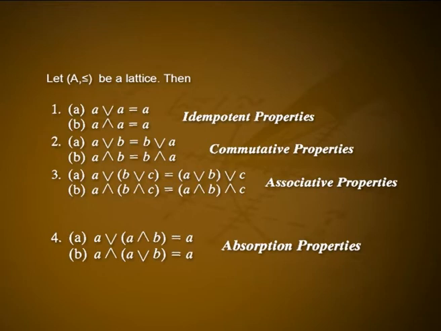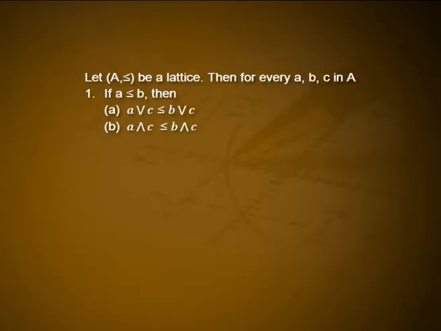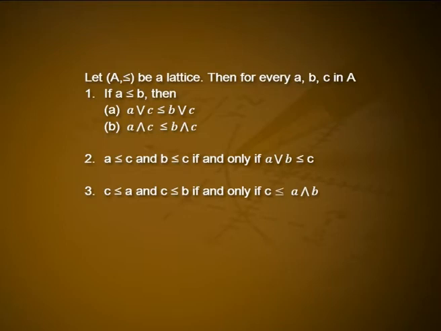Fourth, absorption properties: a join (a meet b) is equal to a and a meet (a join b) is equal to a. Theorem 3. Let (A, ≤) be a lattice. Then for every a, b, c in A, first, if a is less than or equal to b, then a join c is less than or equal to b join c, and a meet c is less than or equal to b meet c. Second, a is less than or equal to c and b is less than or equal to c if and only if a join b is less than or equal to c. Third, c is less than or equal to a and c is less than or equal to b if and only if c is less than or equal to a meet b.